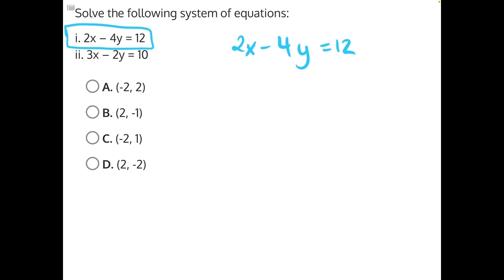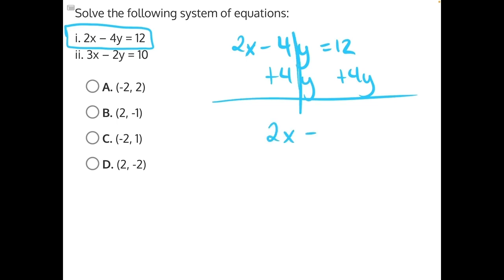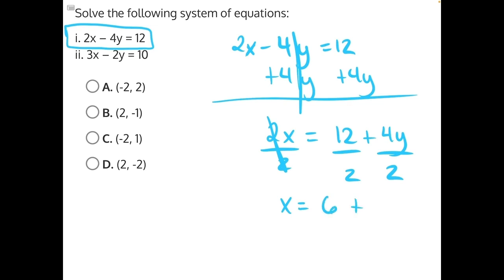So now let's work on isolating this x variable here. We'll need to do opposite operations. The opposite of subtraction is addition. So we'll add 4y to both sides. These will cancel. We'll have 2x is equal to 12 plus 4y. And then 2 is being multiplied to x, so the opposite is dividing everything by 2. This will be eliminated and will give us x is equal to 12 divided by 2 is 6, plus 2 divided by 2 is 2y.